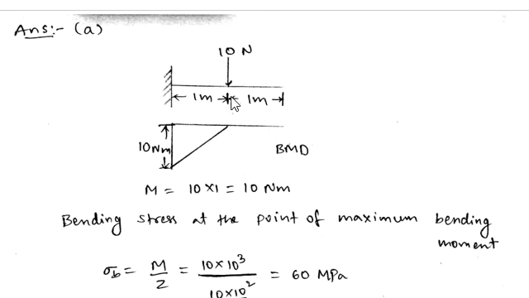We know for a cantilever beam subjected to a point load, if you find the bending moment at this point, it is 10 into 1, 10 Newton meter. So we know the bending moment diagram for a cantilever beam with point load. You'll get an inclined line, and this will create hogging, so you'll get a negative side inclined line.